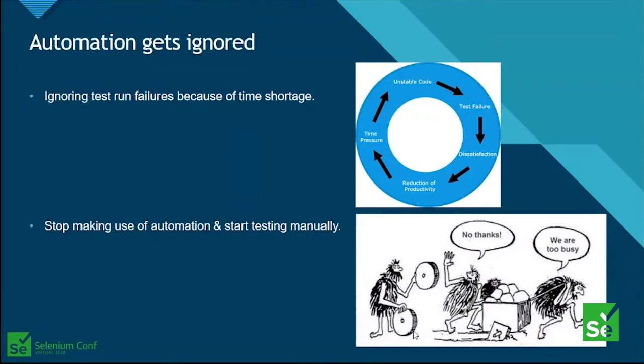As a result of so many automation tests failing, we start testing the application manually and stop making use of automation. So basically this defeats the entire purpose of doing automation.